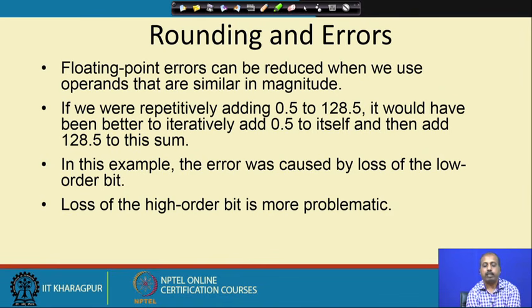It is possible that while adding with 128.5 some error will be introduced, but that will be introduced only once. That way the error possibility will reduce. In this particular example, when we add 0.5 to 128.5, we lost the lower order bit. But if the values are higher, then we may start losing the higher order bits as well, and the situation may become more problematic. The number we are representing may be far away from the actual number.